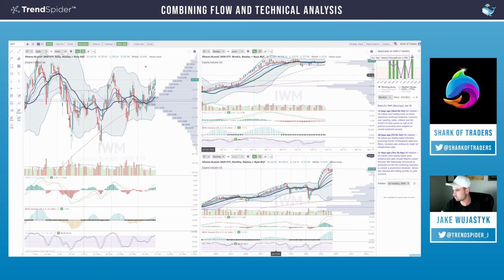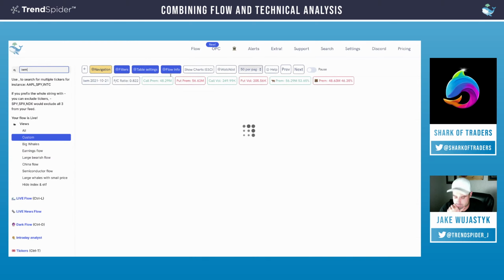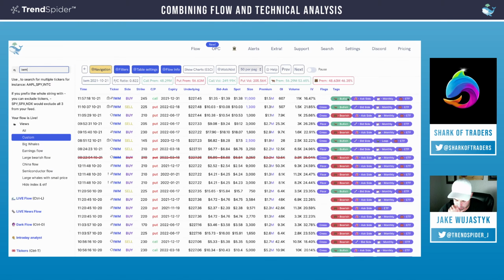That's on the weekly, and I like that because when I see something channeling for this long, I'm expecting some kind of directional movement. This is when we can dive a little deeper. The first thing I want to do is check out the flow in general, see what kind of flow there was today. I like to check out big whales and see what was out there.